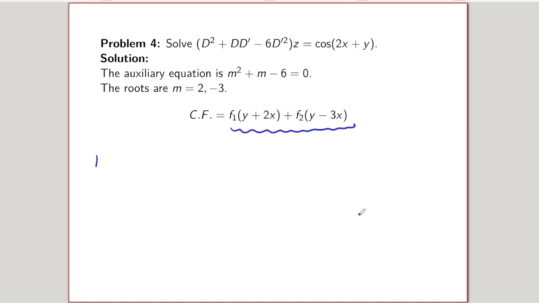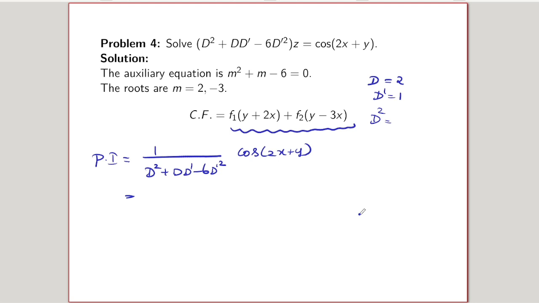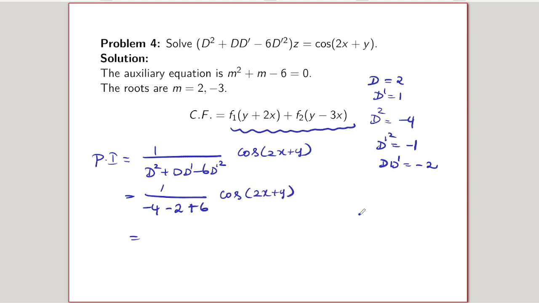To find the particular integral PI, we can write 1 by D square plus D dash term minus 6 D dash square into cos 2x plus y. Here we can replace D as 2 and D dash as 1. So D square will be replaced with minus 4 and D dash square will be replaced with minus 1. D dash will be replaced with minus 2. So it is 1 by minus 4, D dash with minus 2 and D dash square with minus 1, minus 6 into minus 1 it is plus 6, cos of 2x plus y. So we'll get 1 by 0 cos of 2x plus y.